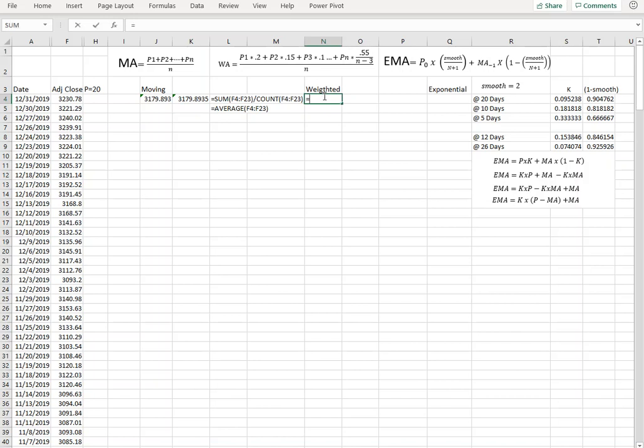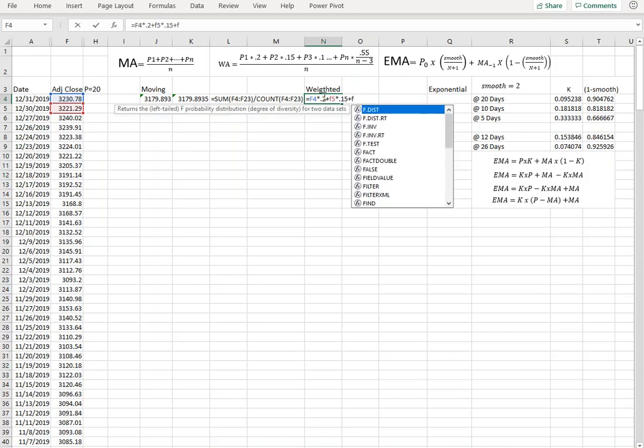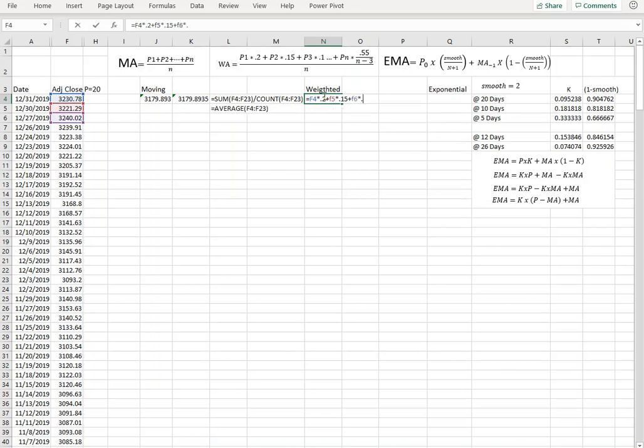So we'd simply calculate this as equal to our first price times 0.2 plus our second day F5 times 0.15 plus our third day F6 times 0.1. And so you can see what this is doing is it's putting a lot more weight on the more recent days, and those days that are further in the past, it's giving them less weighting.